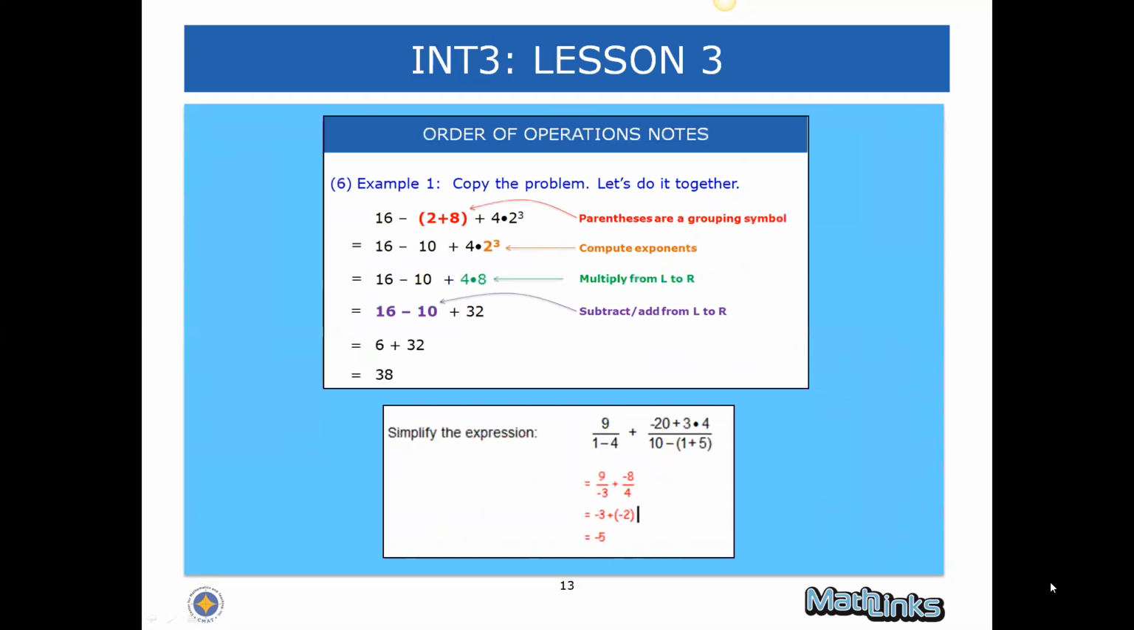In Lesson 3, students review the conventions for order of operations and simplify expressions involving integers.